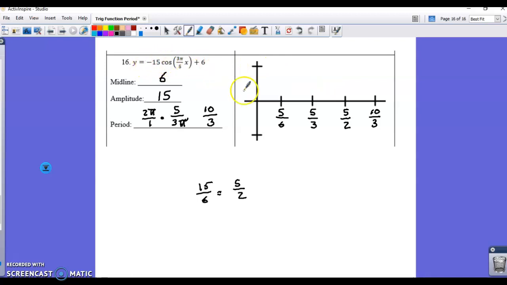It's a negative cosine. Oh, our midline is at 6. Add 15 to 6 and get 21. Subtract 15 and get negative 9. And it starts at the bottom, midline, to the maximum, back to the midline, to the minimum. And that's a negative cosine curve.